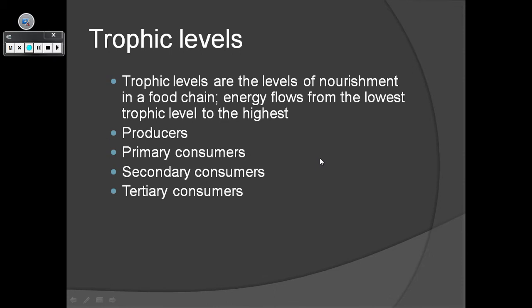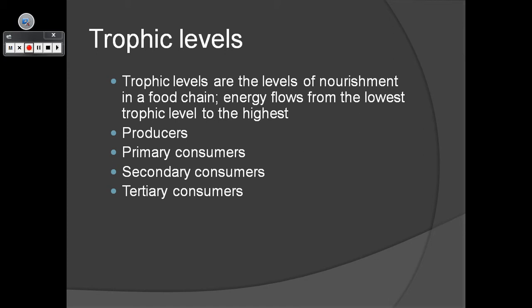Every time energy is being passed from one organism to the other, it's going to go up or down something called a trophic level. And you're going to hear me say trophic level a lot over the next couple of weeks. So trophic levels are the levels of nourishment in a food chain. Energy flows from the lowest trophic level to the highest.